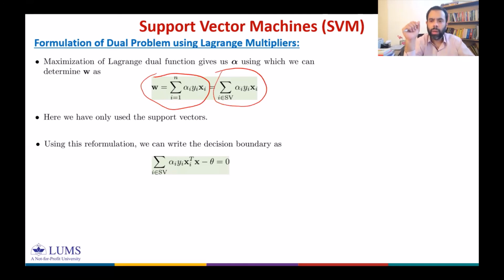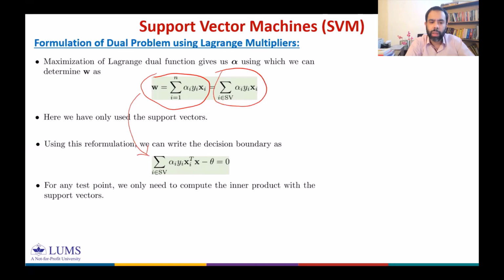So what is the decision boundary? W transpose x minus eta is equal to 0. If I use this formulation of W in the decision boundary, I can obtain this. For any test point, we only need to compute the inner product of the test point with the support vectors, because this is my decision boundary.